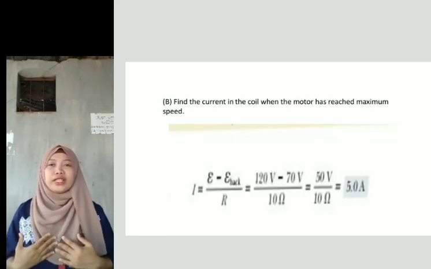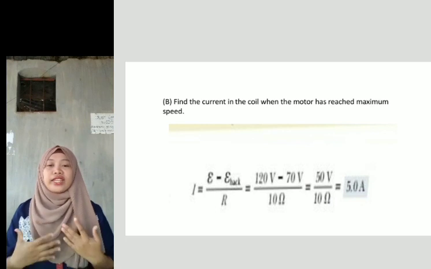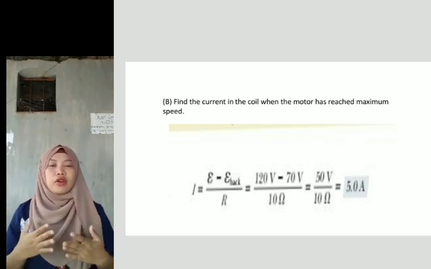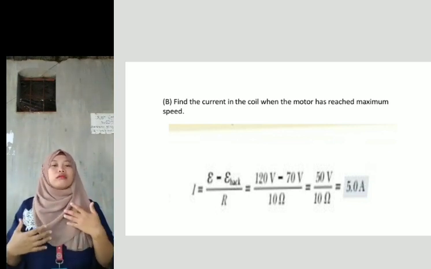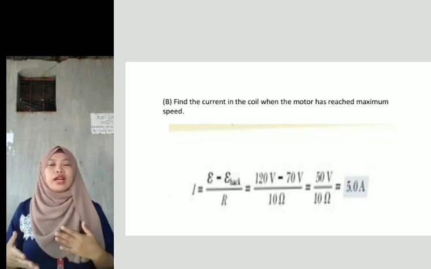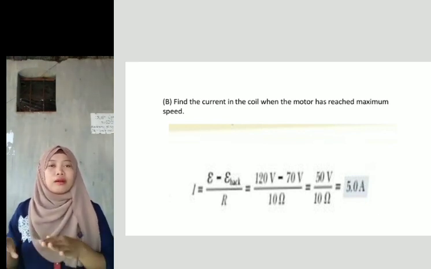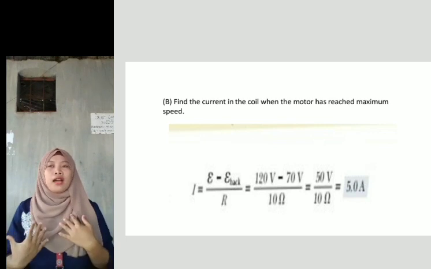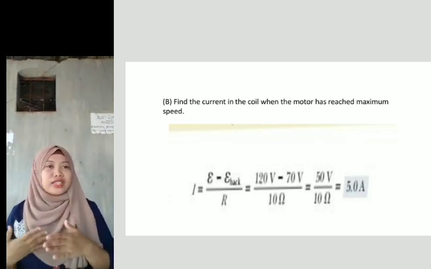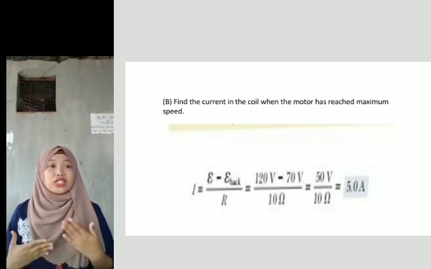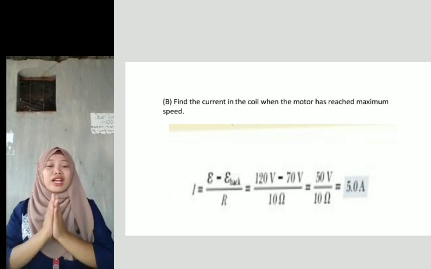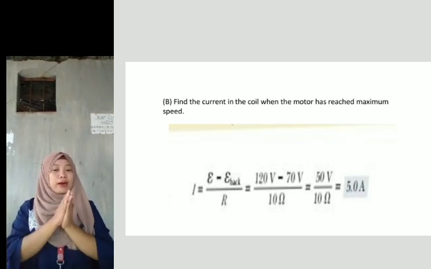Let's proceed to the another example, which is find the current in the coil when the motor has reached the maximum speed. So, ang formula na magagamit natin ay I equals E minus E back divided by the resistance. So, kanina binigay ko na yung 120 volts at saka yung 70 volts at saka yung 10 ohms. So, magagamit natin siya dito sa problem na ito.